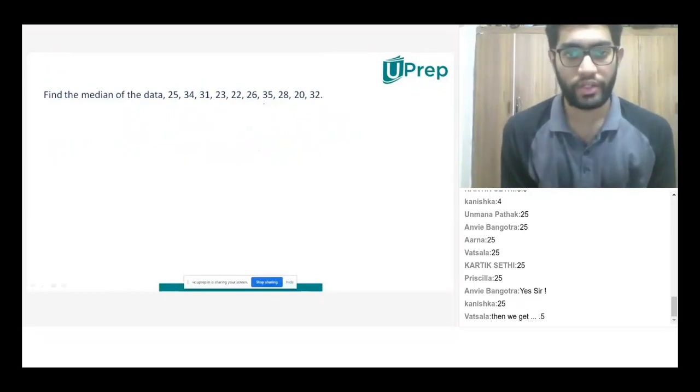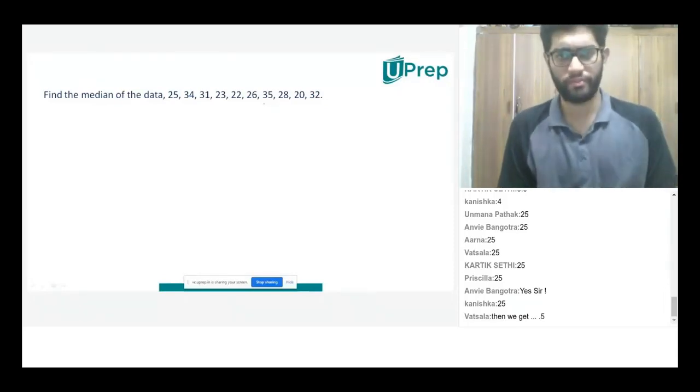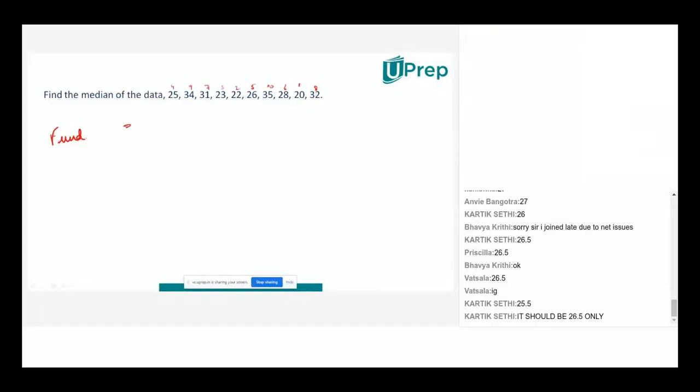Find the median of the data. One minute maybe, that's all you need. Arrange it, ascending or descending.